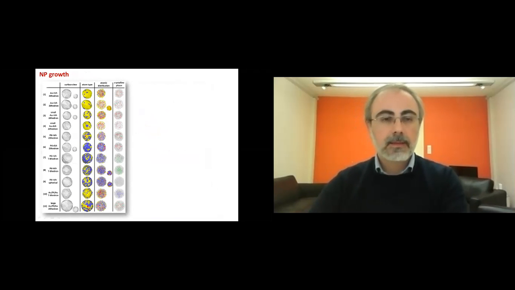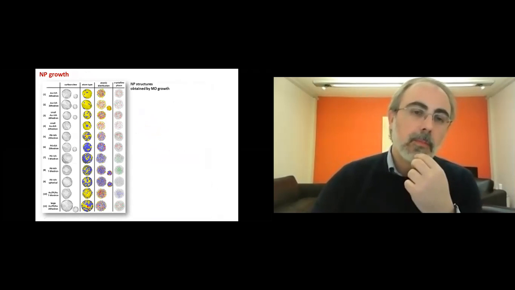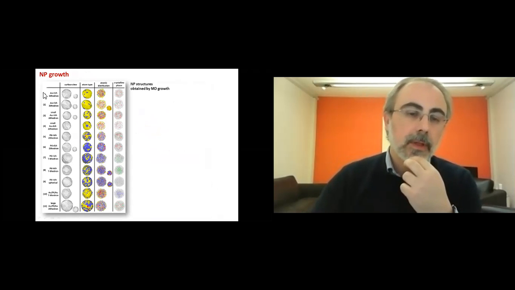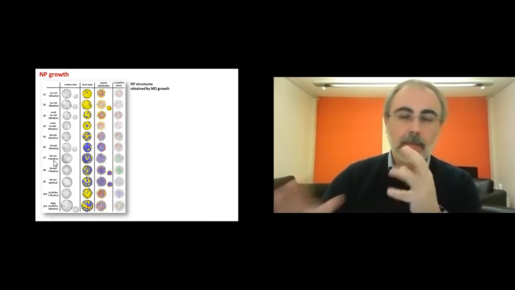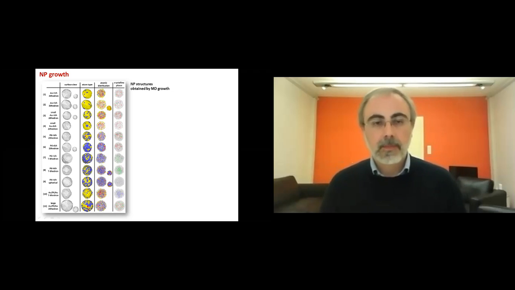And here's some of the final nanoparticles that we got from the simulation, from the MD. These are the structures, and you can see that we mostly got icosahedral nanoparticles and truncated octahedral quasi-spherical nanoparticles with FCC structure.